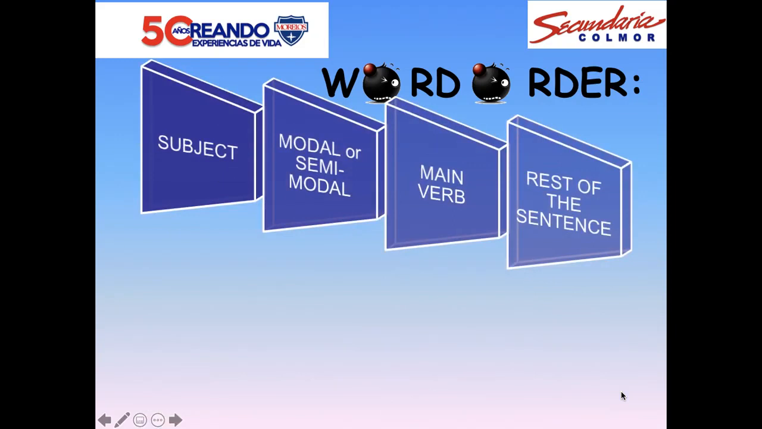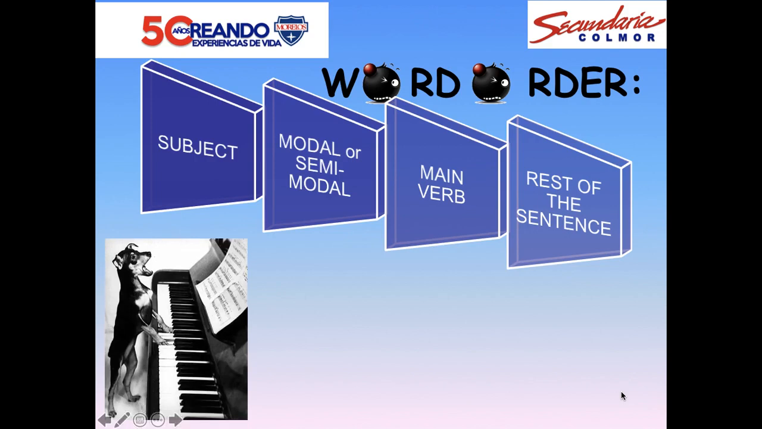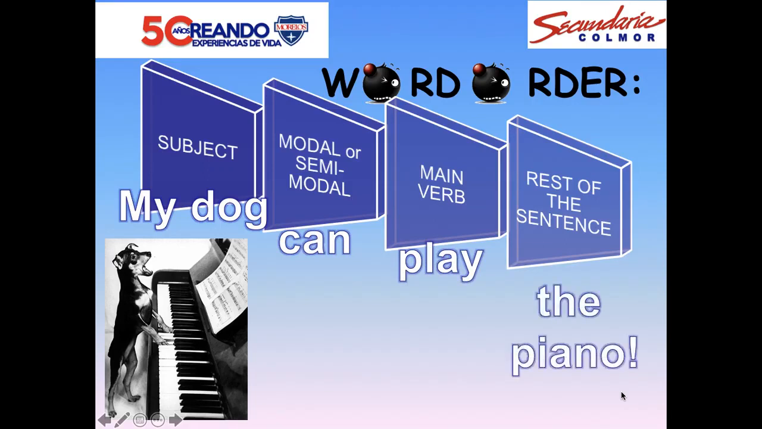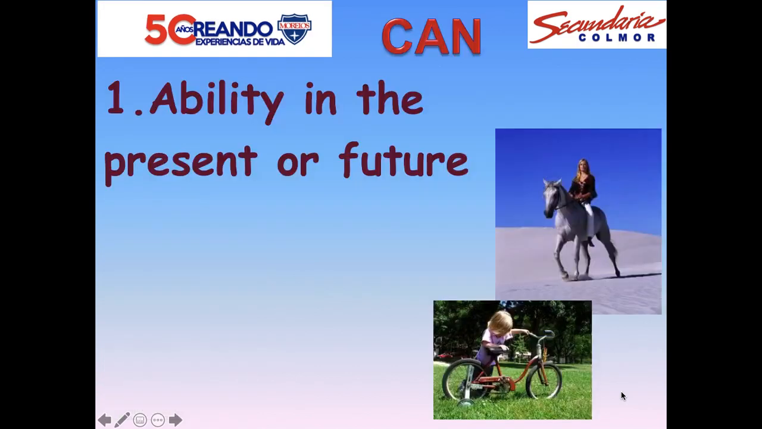And the word order is the subject, the modal or semi-modal, the main verb, and then the rest of the sentence. Here we have a sentence: my dog can play the piano. This is the word order to use the modal or semi-modals in a sentence. We are going to talk about the modal verbs and their uses.